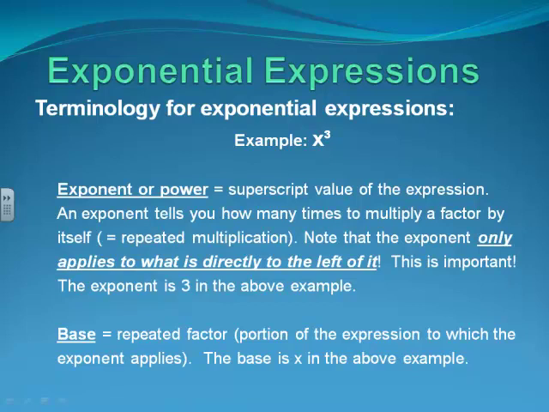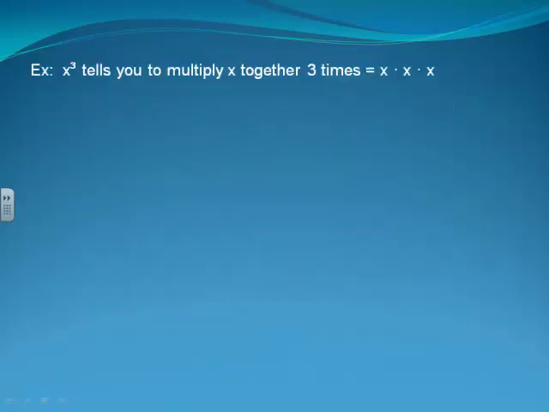Note that the exponent only applies to what is directly to the left of it. This is important. The exponent is 3 in the above example. Base is defined as the repeated factor, or the portion of the expression to which the exponent applies. The base is x in the above example. For example, x cubed tells you to multiply x together 3 times. So in expanded form, x cubed equals x times x times x.